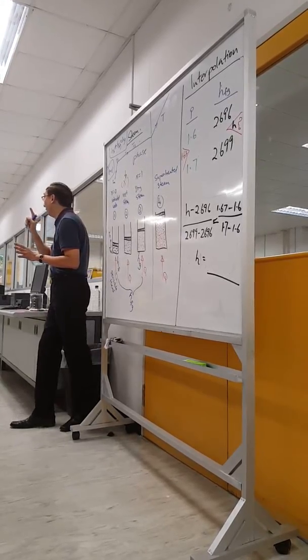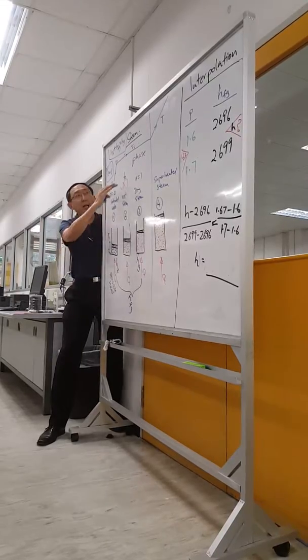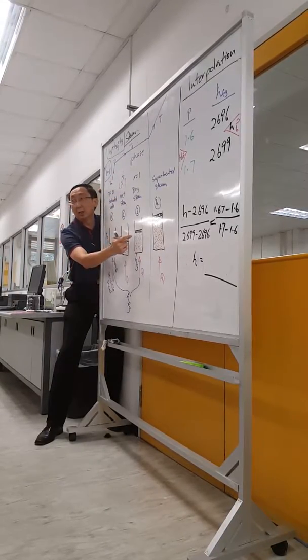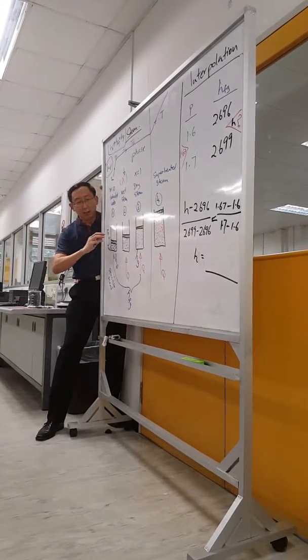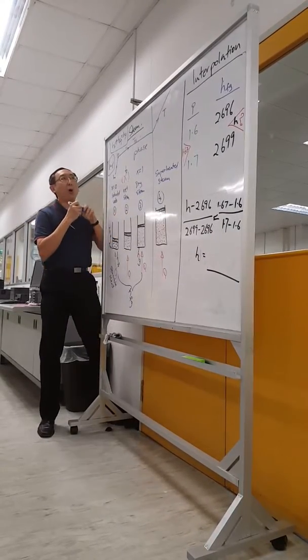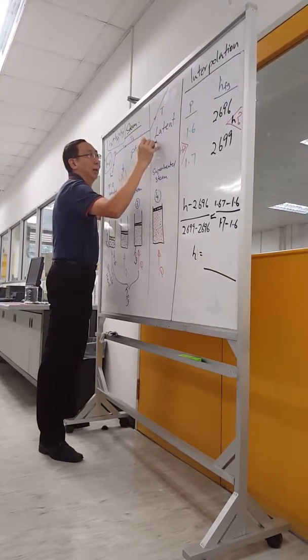There's a name given here. The name given for the phase change from a liquid to a gas, any energy that's used to change from one phase to another, is called latent heat.